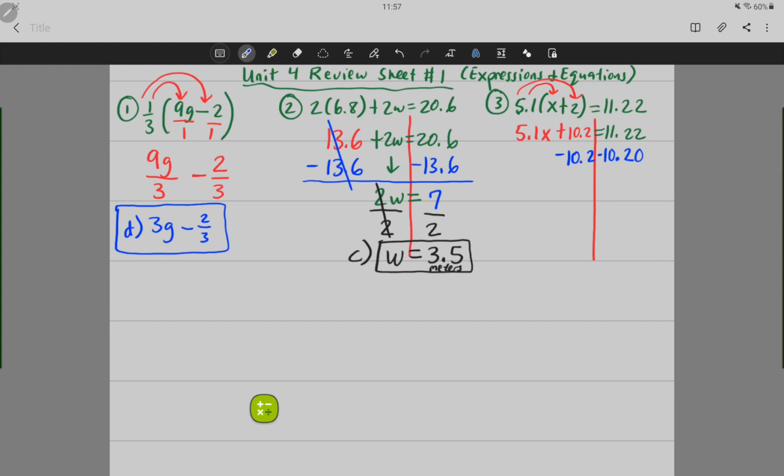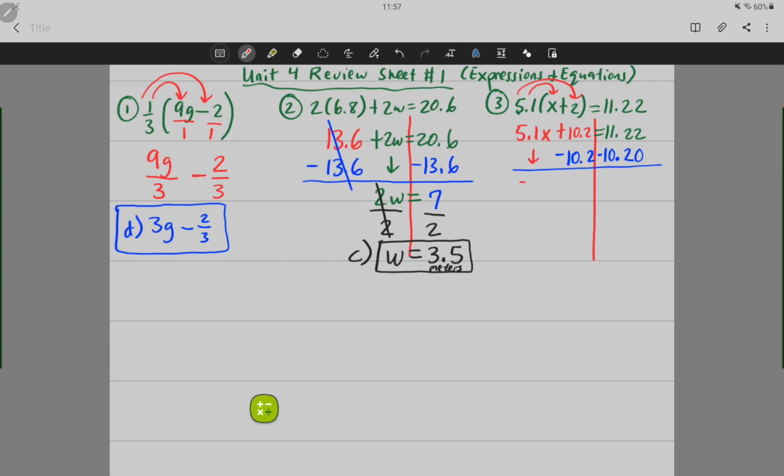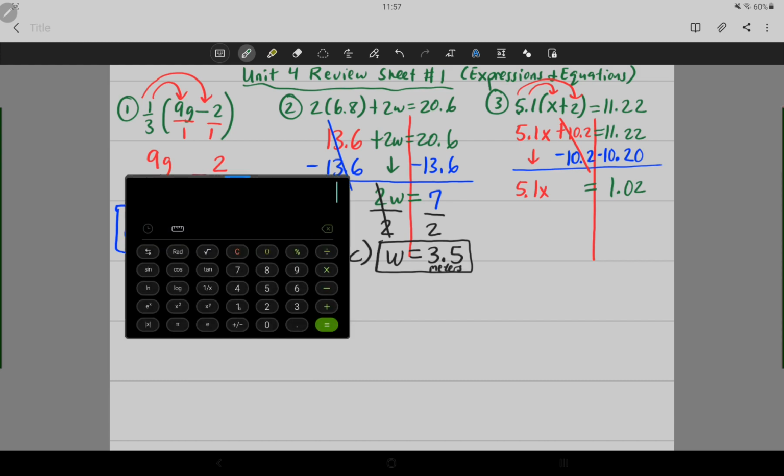Okay, so let's draw a line. We haven't used the 5.1x yet. Let's bring that down. 10.2 minus itself is 0. Just cancel that. Then bring down our equal sign. 11.22 minus 10.20 would just be 1.02. Again, use your calculator to double check, because with decimals, it's very easy to make a mistake. 11.22 minus 10.20, see, is 1.02.